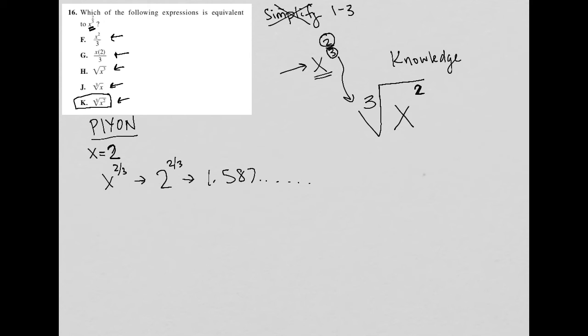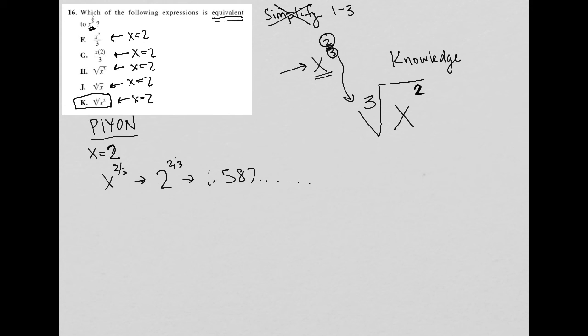So now the next step is to say, well, if 2 to the 2/3 is 1.587, and this question is asking me to find something that's equivalent to that 1.587, I'm going to plug in x equals 2 into each of these options until I find the one that also gives me 1.587. So just for the sake of time here, we're going to go straight to choice K and just see what happens if we use choice K with x equaling 2.